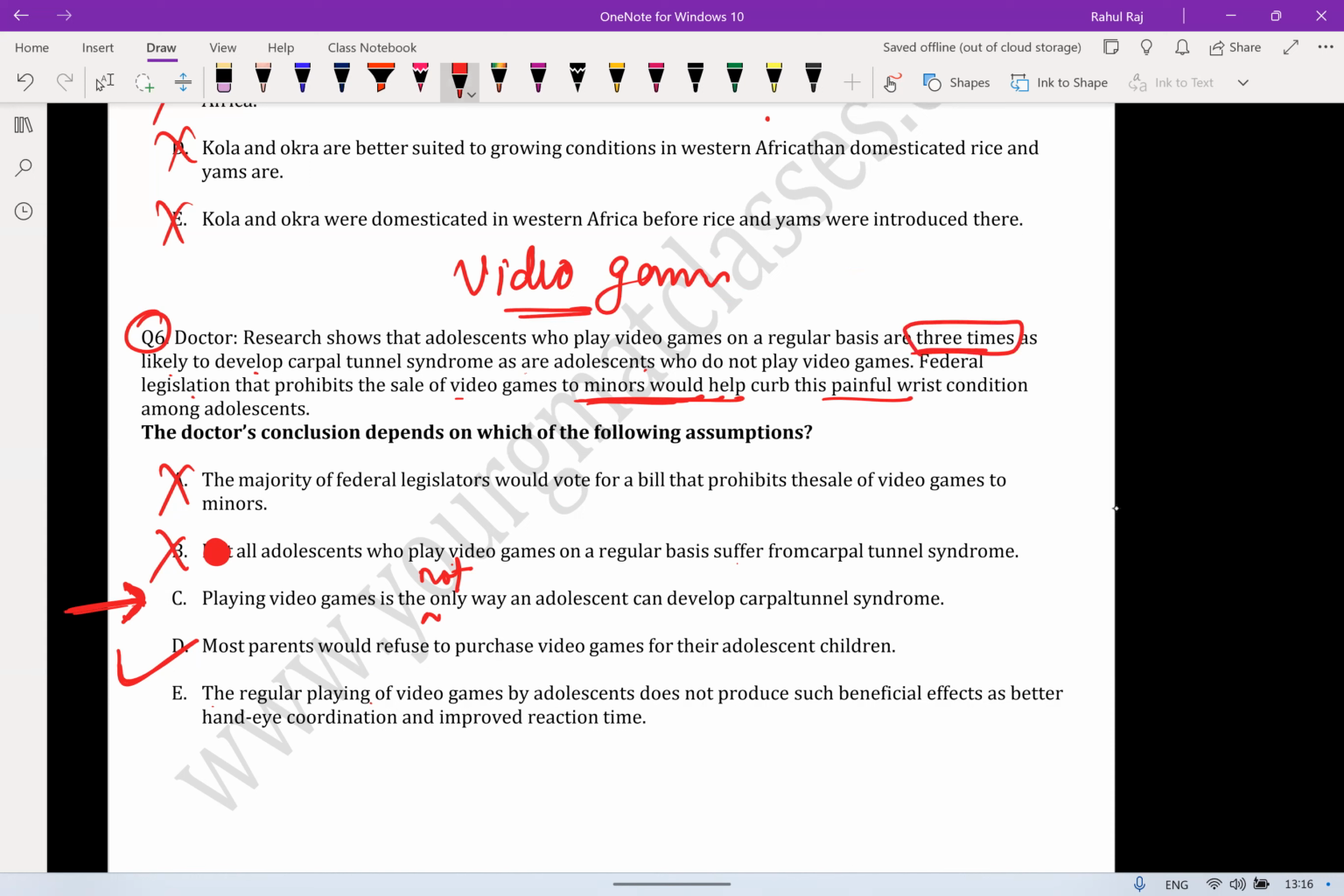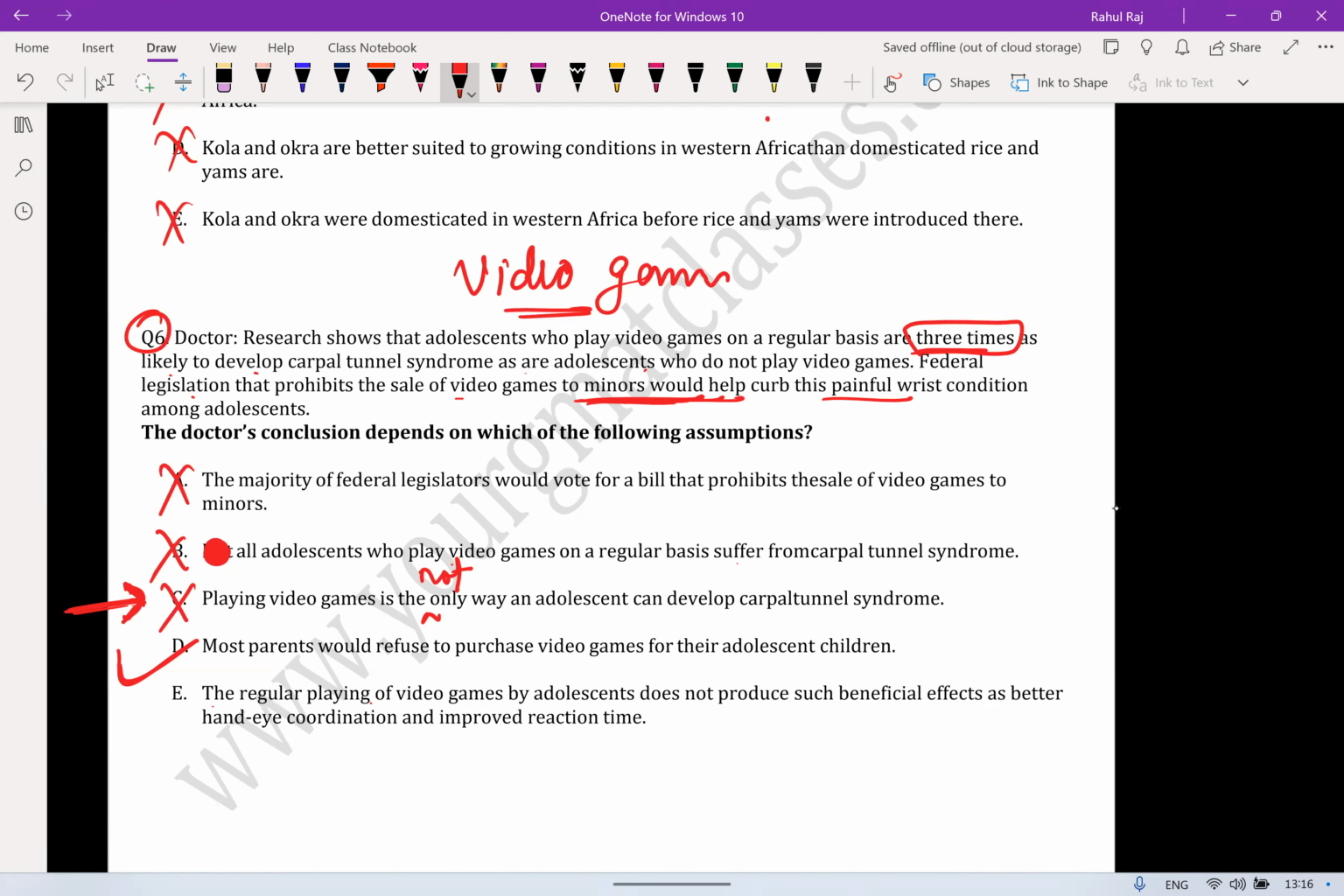So at least what we can do in option D, if we stop the video game, it's not that carpal tunnel syndrome as a disease will stop. People will still be getting it, but the numbers will dramatically reduce. That's the whole point. So a lot of people argue with me, if it is not the only way, Rahul, then why should we ban the sale of video game? Let it be open to all, because anyway, even if we ban the sale of video game, the children will still develop carpal tunnel syndrome. But the quantity would be very less, considering it is given in the argument here that by playing video game, you are 3 times more likely to develop carpal tunnel syndrome than the children who do not play video game. And that's the reason we can't consider C.